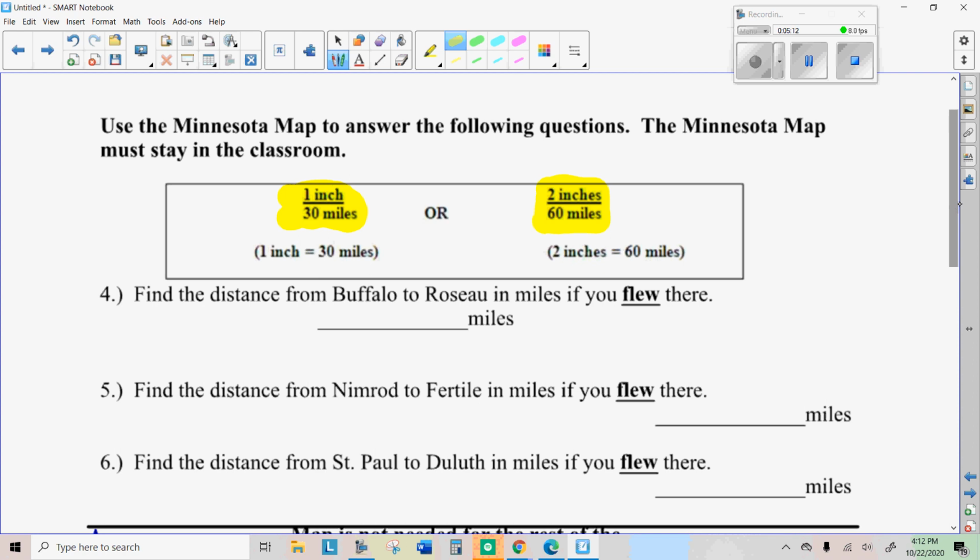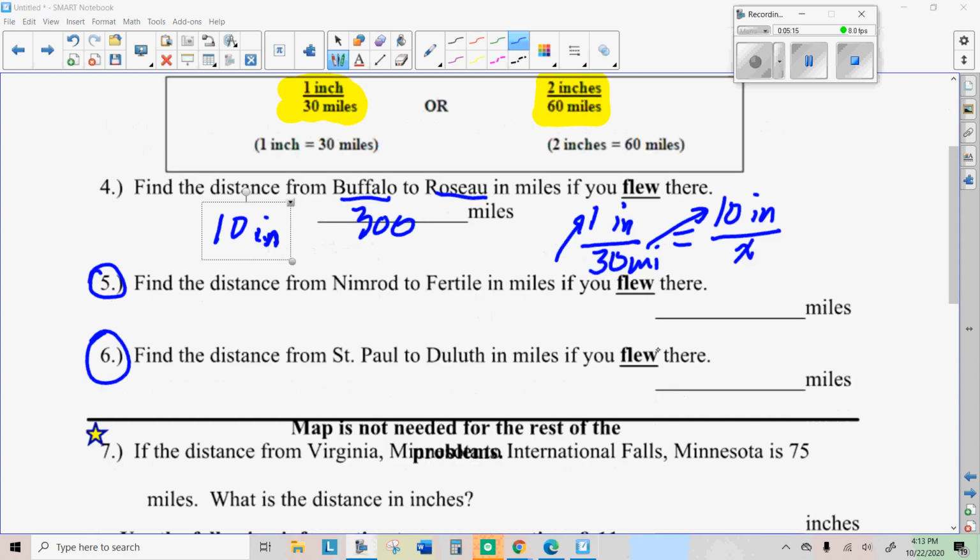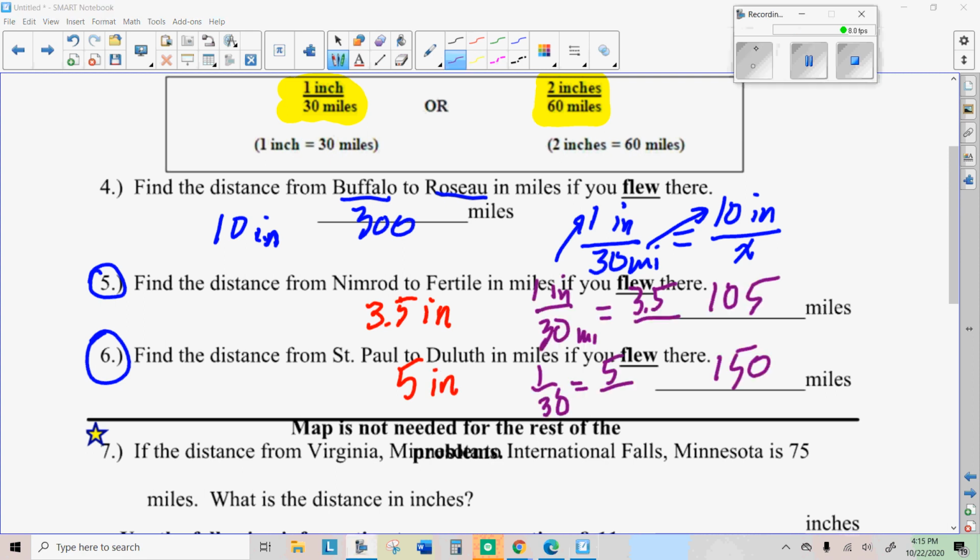Okay, so now you need a Minnesota map for this. Sorry, I forgot you need the measurement for that. I measured them for you. The distance on the map from Nimrod to Fertile is 3.5 miles, or inches, sorry. So you're going to use 3.5 inches for that one. And from St. Paul to Duluth, it's 5 inches. All right, now find those answers. All right, here are the answers I got, the proportions I used. Check your work with that.